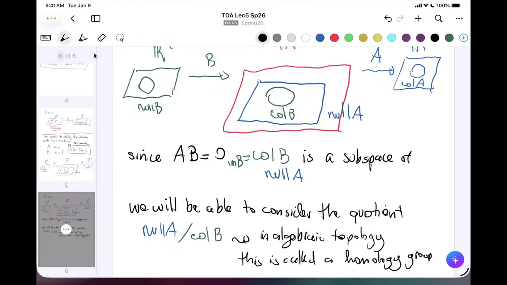What I'm going to do is explain why a column space is a subspace of the null space, and also give you some more concrete examples so that you see this is not an arbitrary situation. It's actually one that you already know, because that already happens in Calc 3. So I'll show you where it happens in Calculus 3.